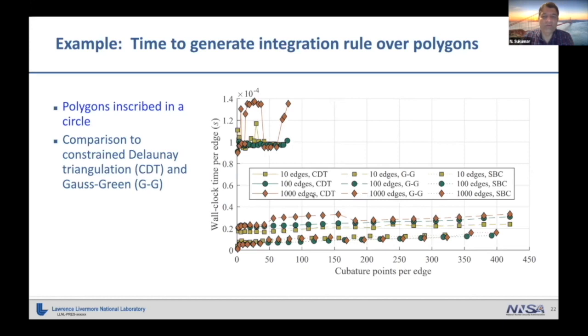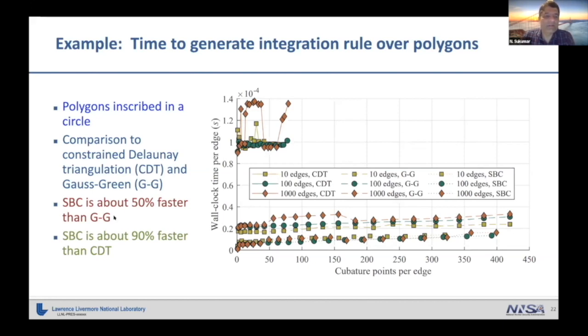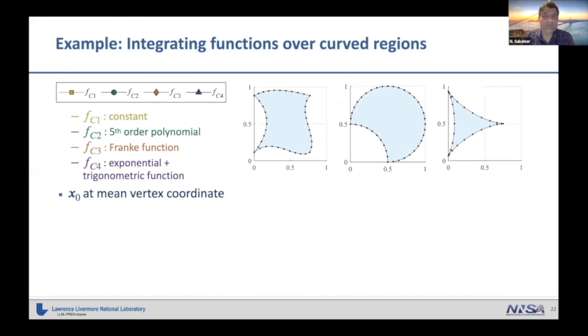So if you have 1,000 edges, then the number of cubature points is normalized with respect to the number of edges. And of course, you can keep on increasing the degree of polynomial that is integrated inside this polygon with many, many edges. We find that because of the less overhead, we are about 50% faster than Gauss-Green and 90% faster than Delaunay because there's no meshing required at all in the scheme itself. So then we can move on to curved regions.